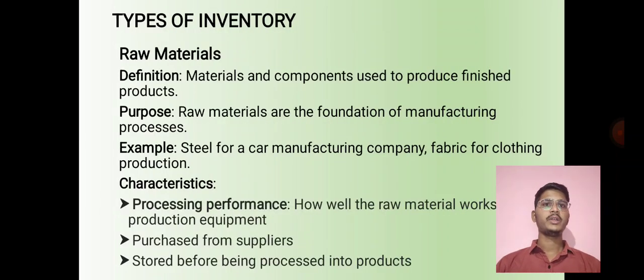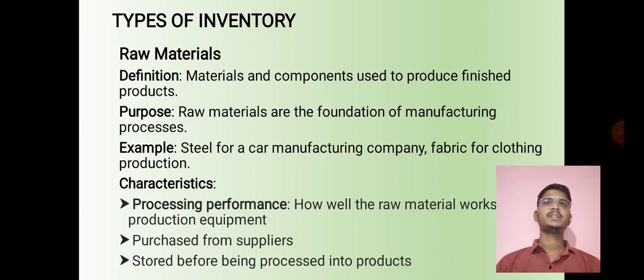The types of inventory. Raw material. The definition of raw material is the material and components used to produce a finished product. The purpose of raw material is that it is the foundation of the manufacturing process. Example: steel for a car manufacturing company, fabric for clothing production.